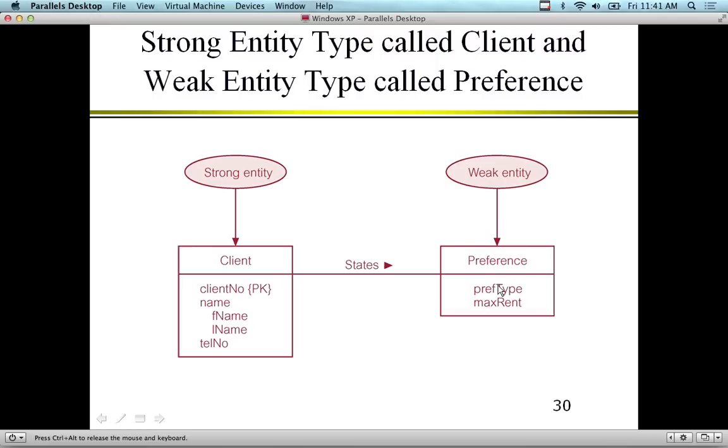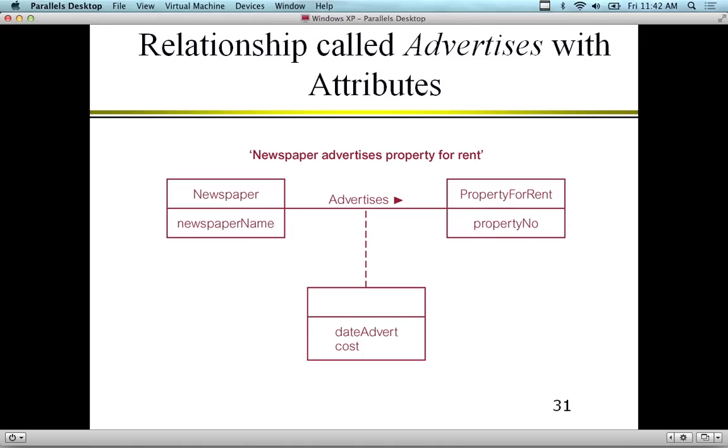They both have the same characteristics to them. They're both entities. But one of them is weak because it wouldn't exist unless the other one existed. So, and then states is the relationship. And there's a relationship between the weak and the strong entity. Usually the weak only has one relationship with the strong. And it's a binary type of relationship, obviously. So with a single valued relationship. Here's a relationship called Advertises with attributes.